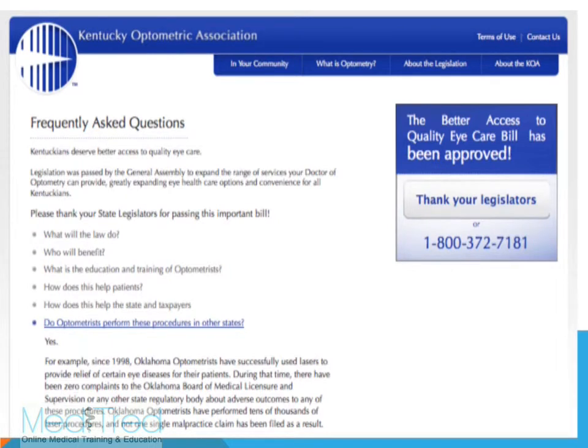Let's look at Kentucky Optometry Association, which is the second state where this bill has become a law, allowing optometrists to perform surgery, similar surgical scope of practice as in Oklahoma. Of note, in both these states, the bill was rushed through the House and the Senate, and within 1 week, the governors signed those bills into law.